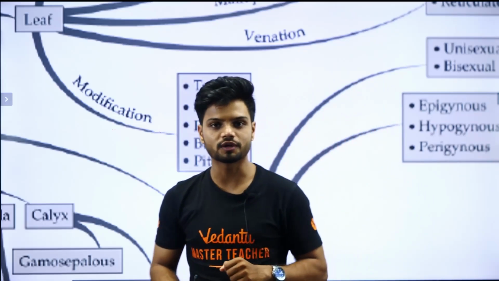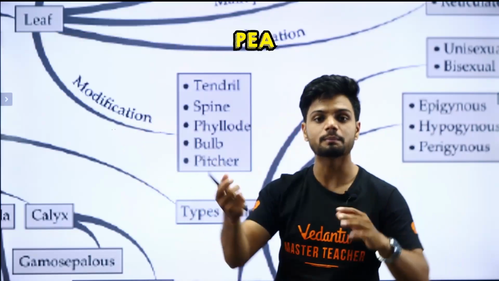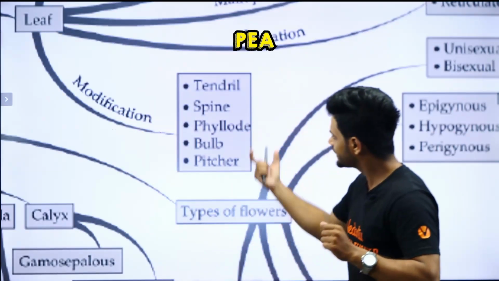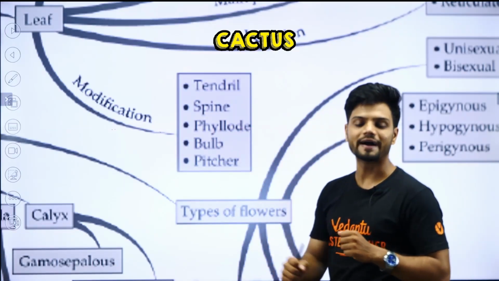The first type of modification in leaf is going to be tendril modification. In tendril modification, the example is going to be pea plant. All of you have noticed. The next one is going to be spine modification. Example is cactus. Next one is going to be phylloid modification.